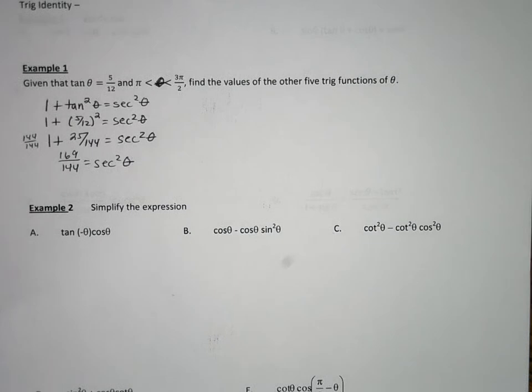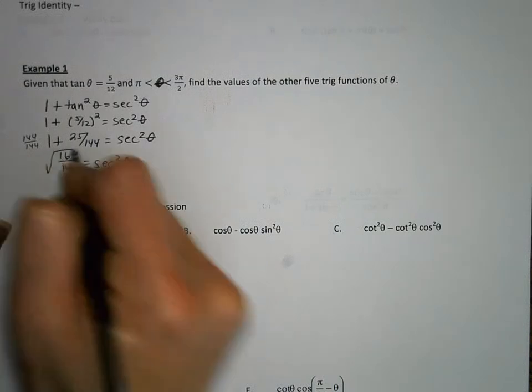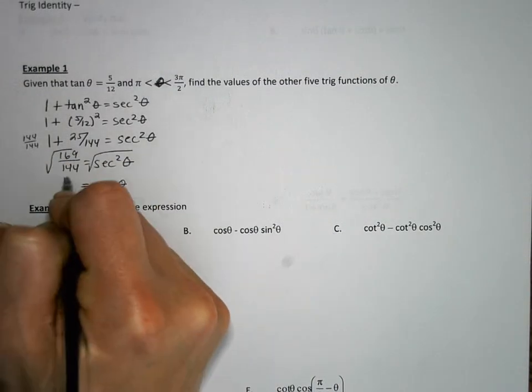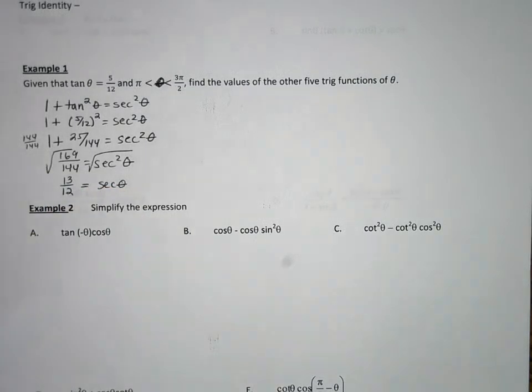All right, now what? Because how do I get 13 over 12? I'm going to take the square root on both sides. So secant of theta is equal to 13 over 12. Is that true? I think we missed something.